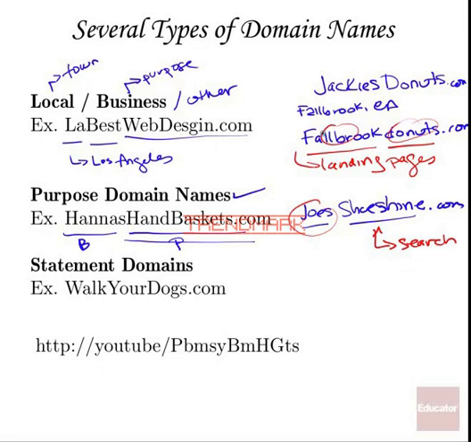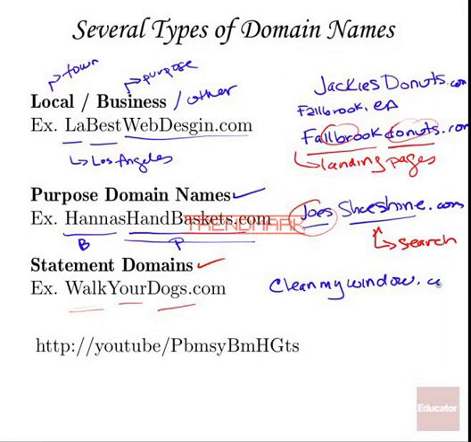Finally, there is the statement domain names. Walk your dogs. Well, that's pretty common. It pretty much says it all right there. I don't even have to enter the website for this one, walkyourdogs.com. You may want to check it out. I don't know if these websites actually exist. I just wrote them down, but this is a way of thinking. You want to think of what you do. If you're a window cleaner, how about cleanmywindow.com?